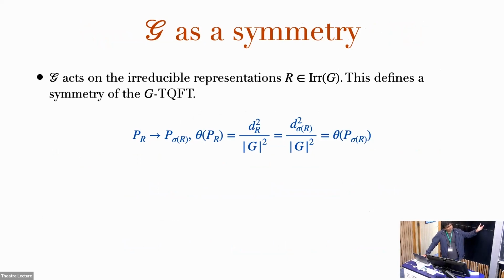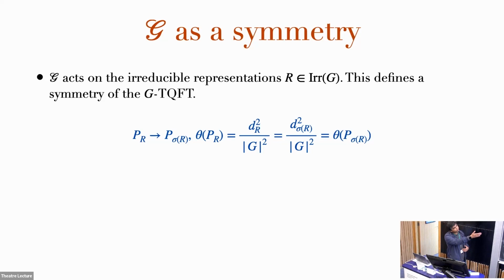That action gives us a permutation of these idempotent bases for the center of the group algebra. So the center of the group algebra has an idempotent basis labeled by irreducible representations, that is this P_R. And there's an action on this given by the Galois group. And the theta for these P_R's is just d_R squared over mod G squared. The permutation by the Galois group preserves the dimension of the representation.